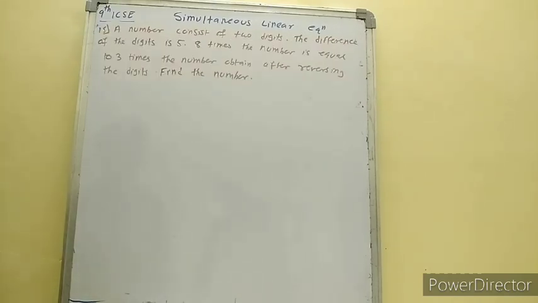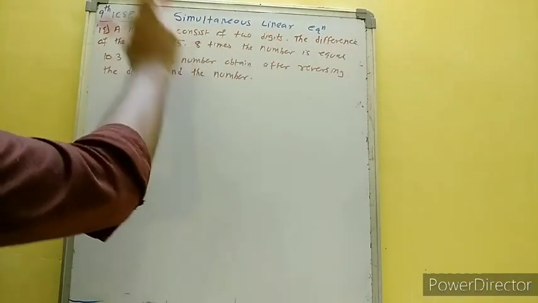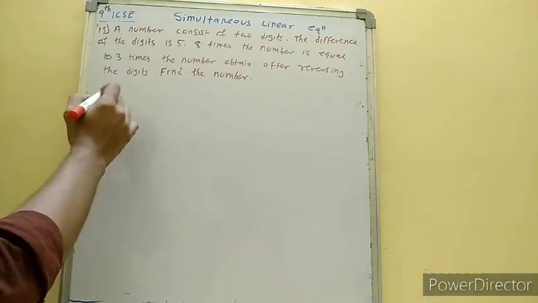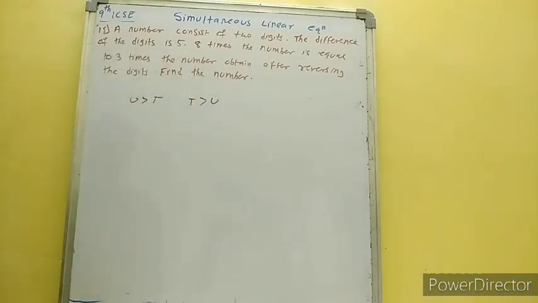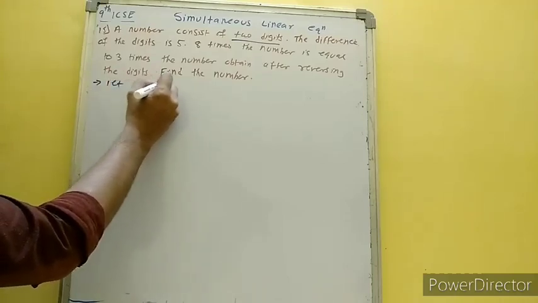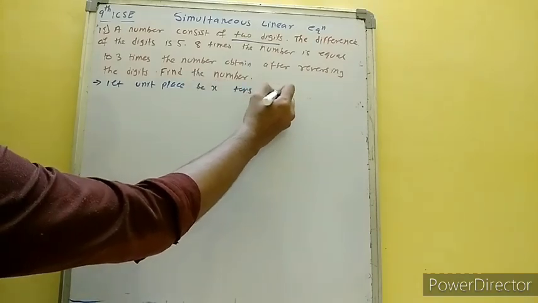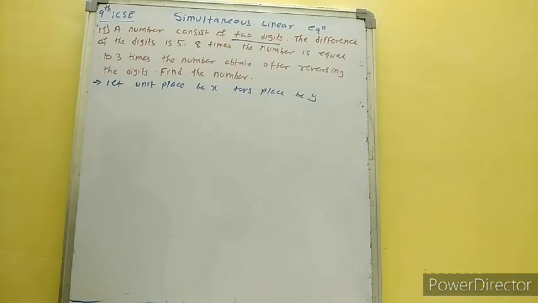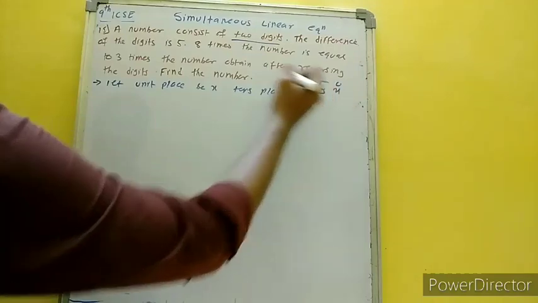In the 15th one it is identical to the previous one, that is the 14th one. The number consists of 2 digits. Difference of the digit is 5. Again we cannot find a difference because we don't know whether the unit place is greater than the tens place or the tens place is greater than the unit place. We'll start the sum. As it is a 2-digit number, we'll take let unit place be x and tens place be y.